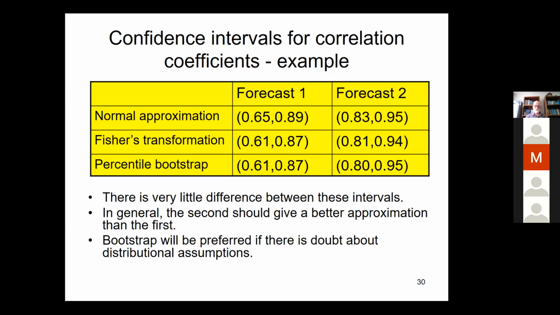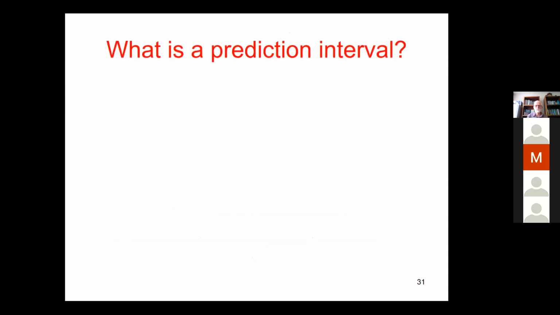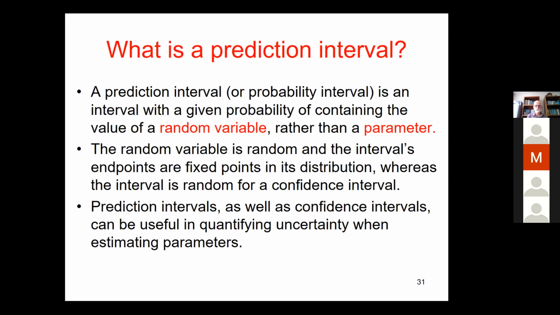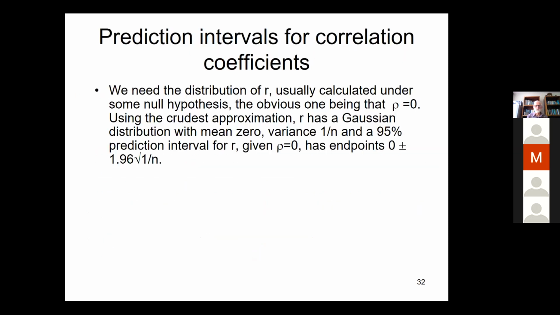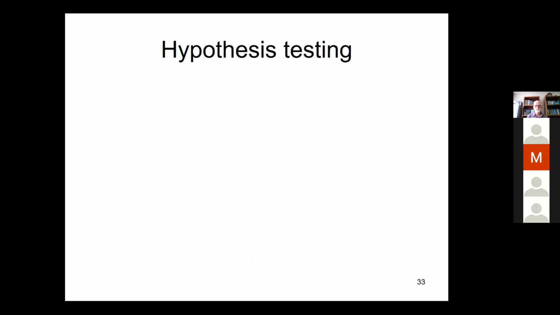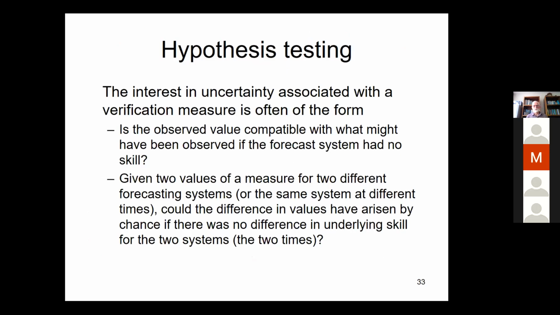Therefore, if you're a bit dubious about any distributional assumptions you've made, you should use something non-parametric, such as the bootstrap. I'm going to skip prediction interval because I'm getting close to my time, and go on to hypothesis testing.